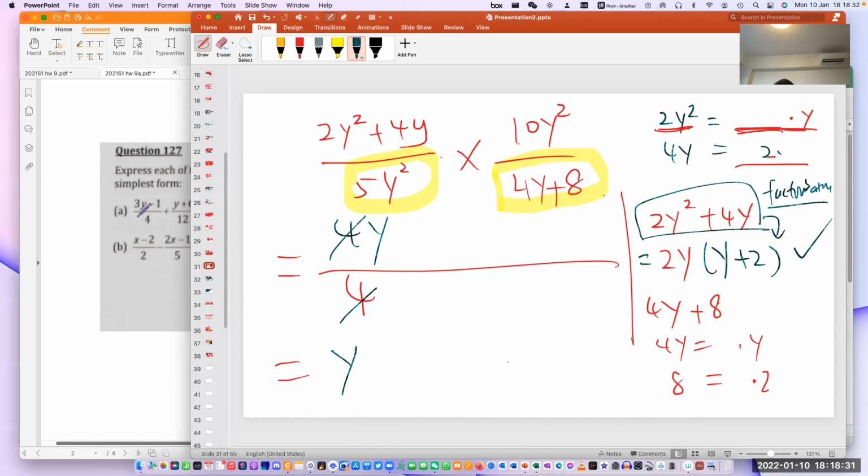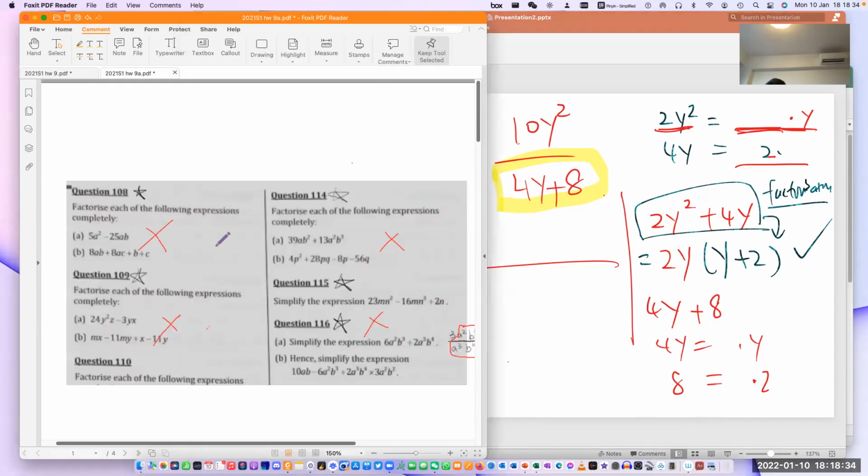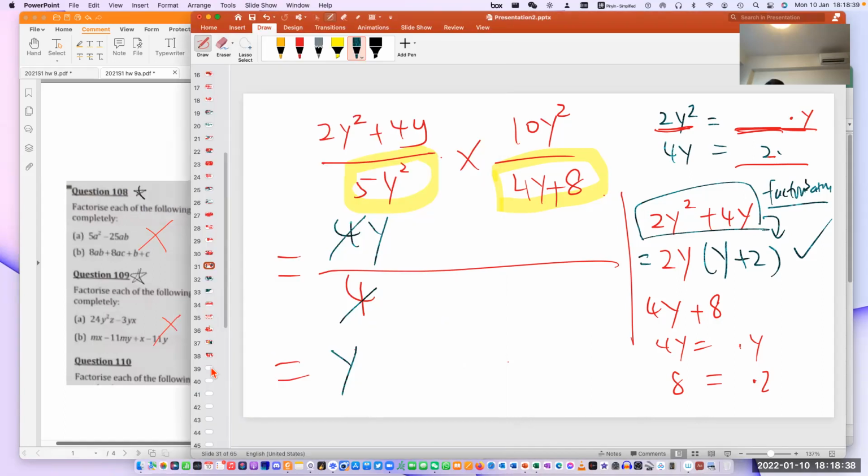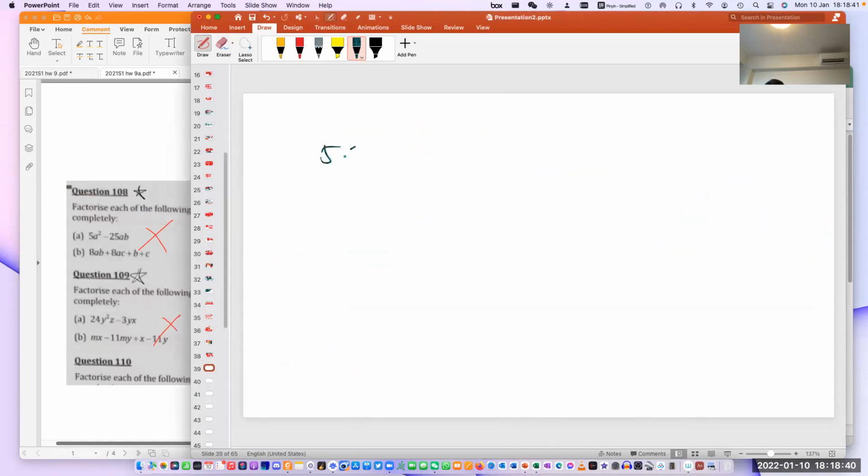So if you look at the first question of this flow, let's look at question 108. So you have 5a squared minus 25ab. So how do you decide? Okay, you split 5a squared into 5 times a times a, and you can split 25ab to 5 times 5 times a times b. Why do you split it? Because you want to have common factors.